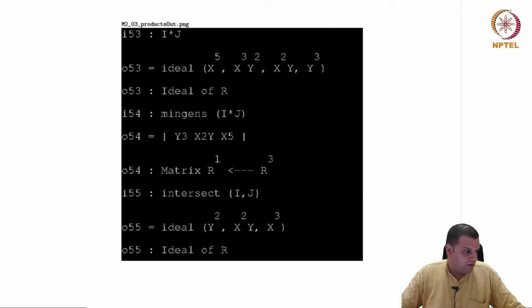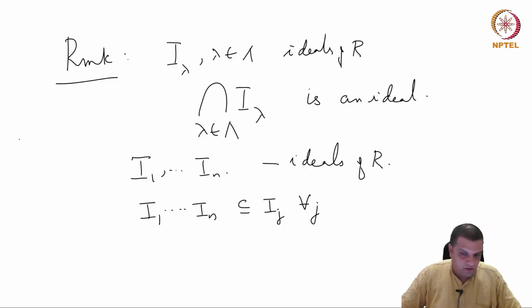So now we are done with basic definitions about rings and ideals, and now we look at an important class of rings called Noetherian rings. This is going to be a somewhat longish section on Noetherian rings.